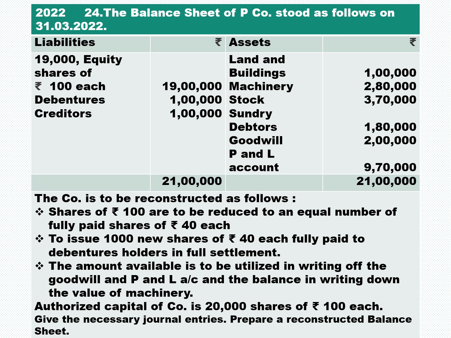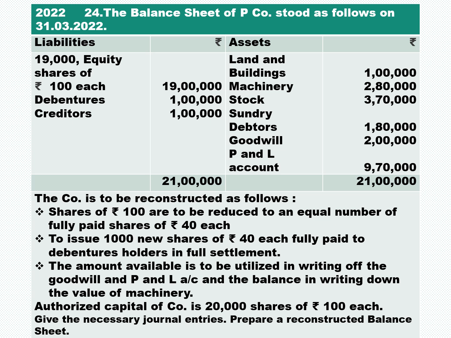The company is to be reconstructed as follows. Shares of rupees 100 are to be reduced to an equal number of fully paid shares of rupees 40 each. To issue 1,000 new shares of rupees 40 each fully paid to the debenture holders in full settlement. The amount available is to be utilized in writing off the goodwill and PL account, and the balance in writing down the value of machinery. Authorized capital of the company is 20,000 shares of rupees 100 each. Give the necessary journal entries, prepare the reconstructed balance sheet.